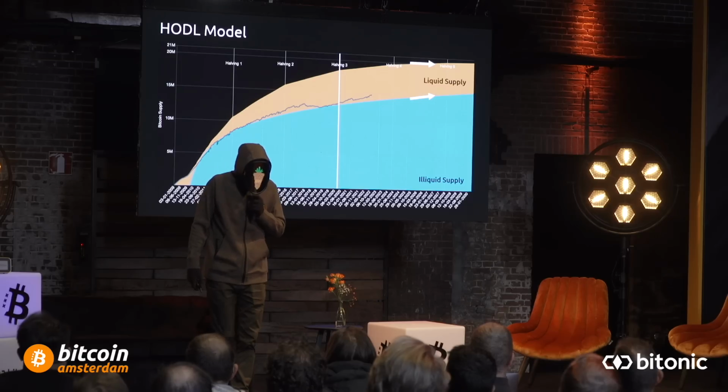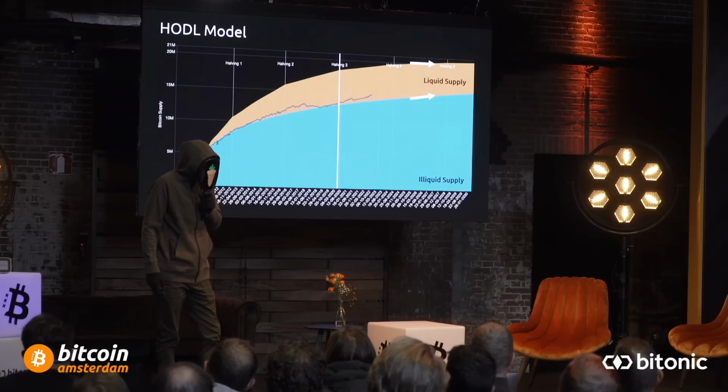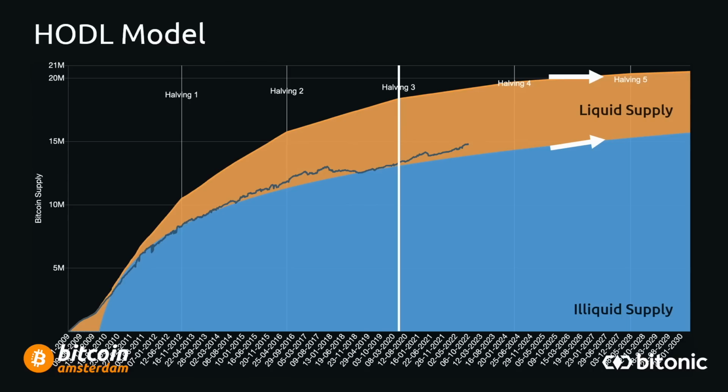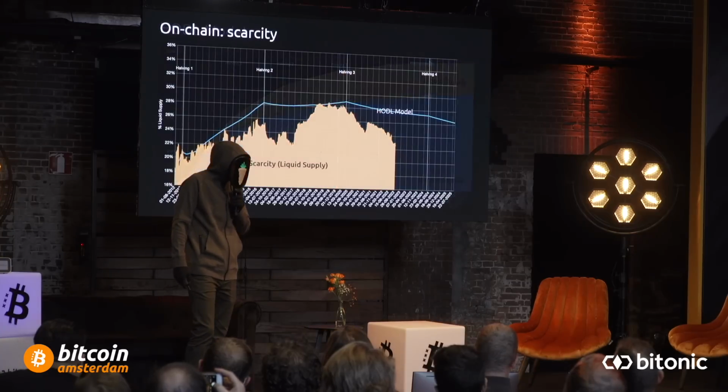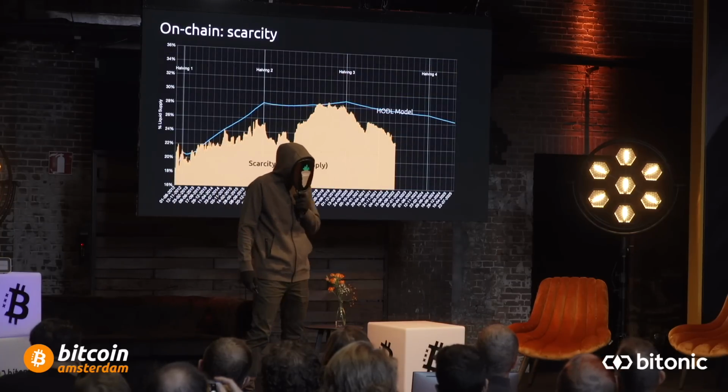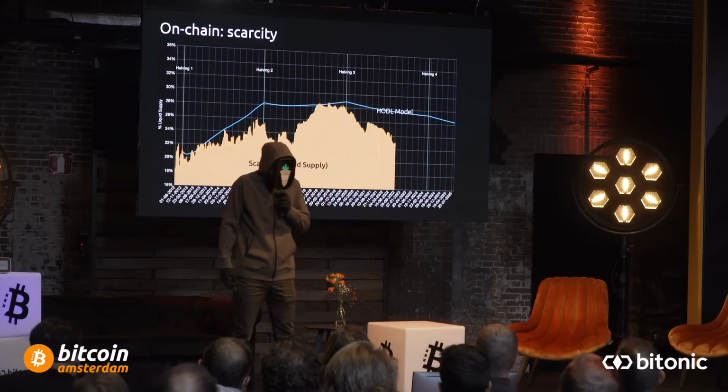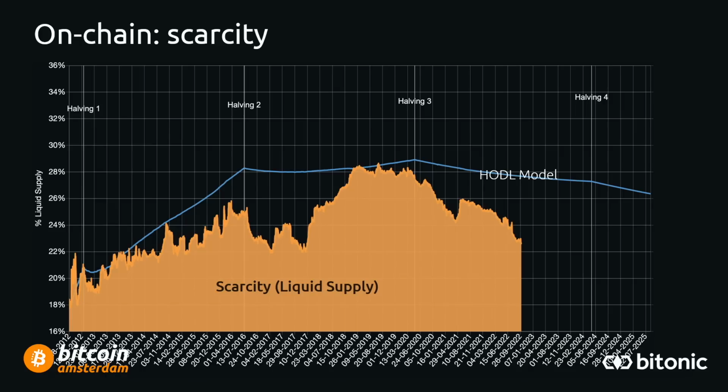And so after the third halving, liquid supply is narrowing down, Bitcoin is becoming more scarce, whereas before the third halving, Bitcoin was becoming more abundant. And now let's zoom in on that liquid supply a little further. We're going to look at it in percentage terms. So how much percent of liquid supply is shown versus illiquid supply, on any given day?